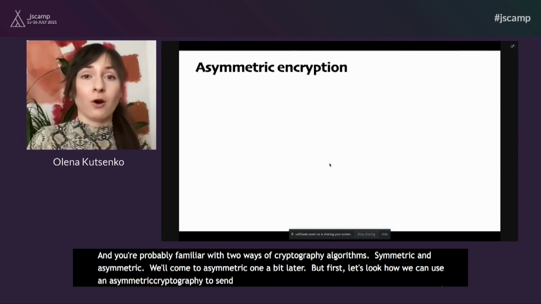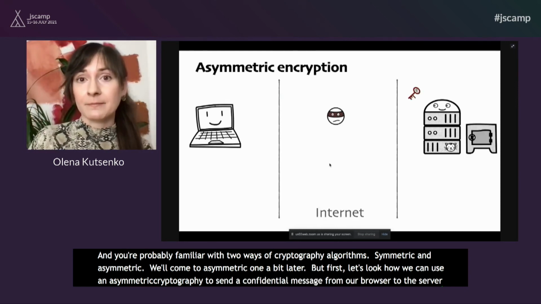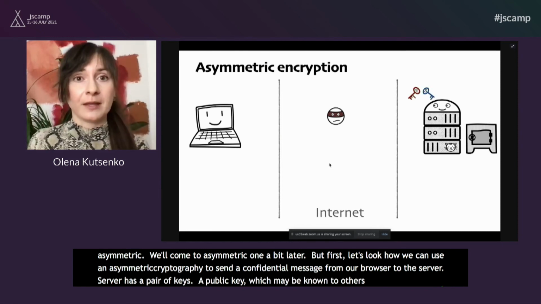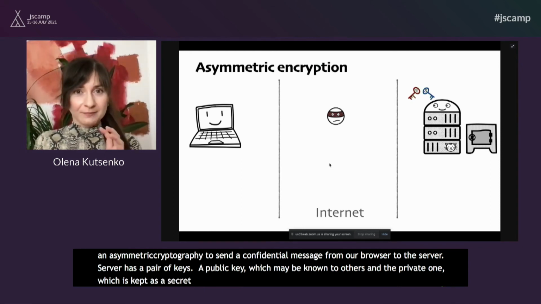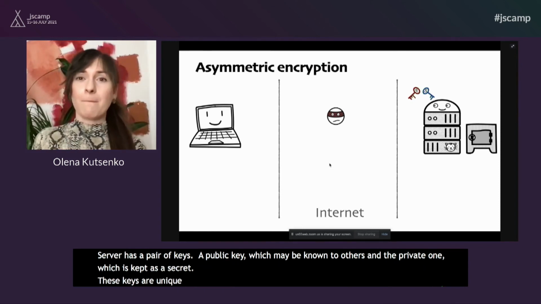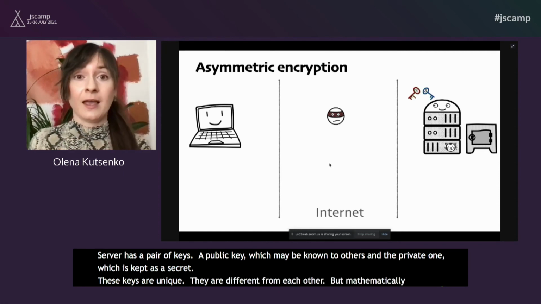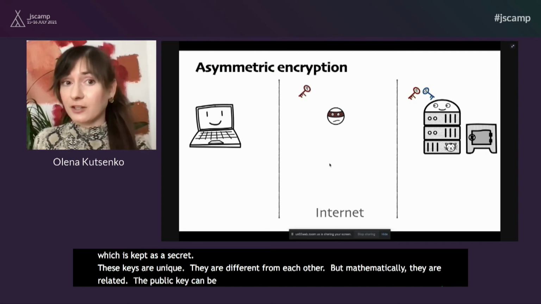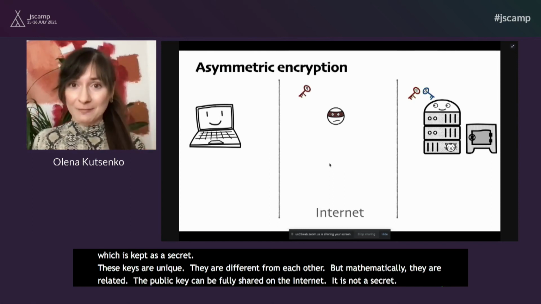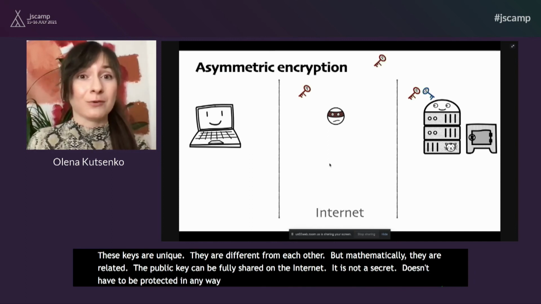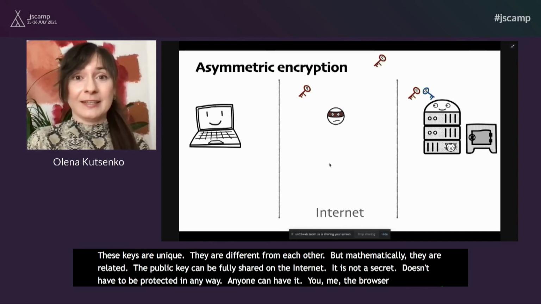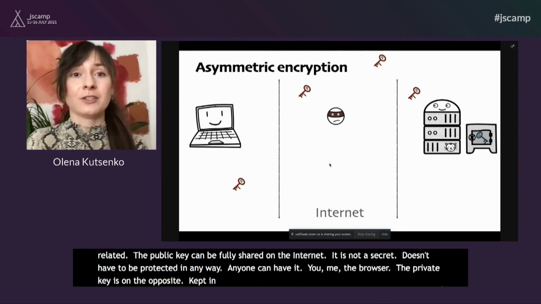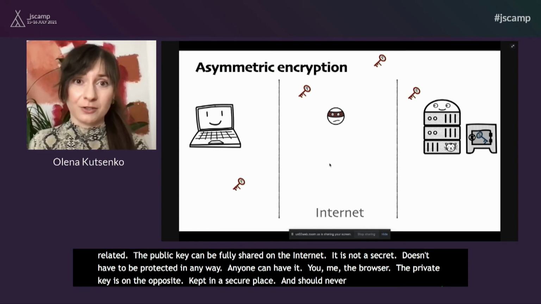The server has a pair of keys, a public key, which may be known to others, and a private one, which is kept as a secret. These keys are unique. They are different from each other, but mathematically they are related. The public key can be freely shared on the internet. It is not a secret, and doesn't have to be protected in any way. Anyone can have it. You, me, the browser. The private key is the opposite, kept in a secure place and should never be shared with others.